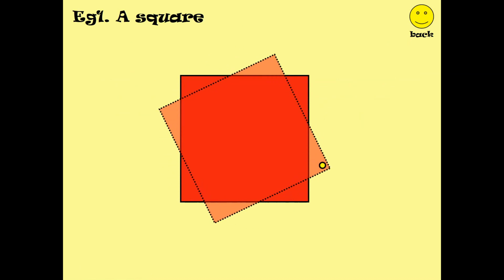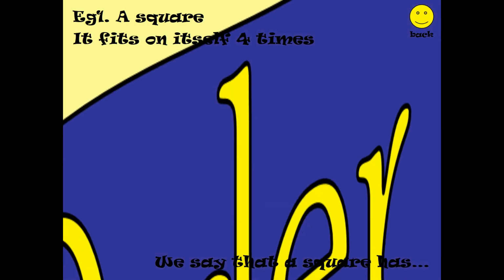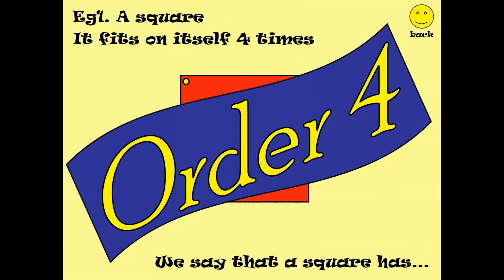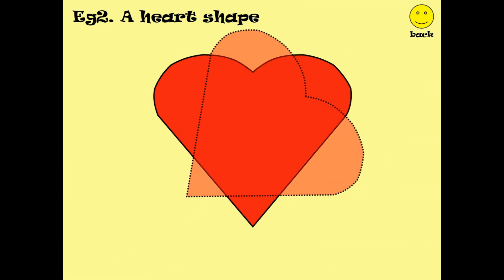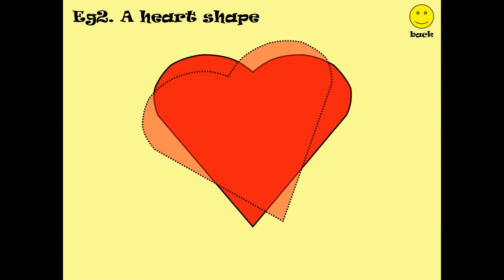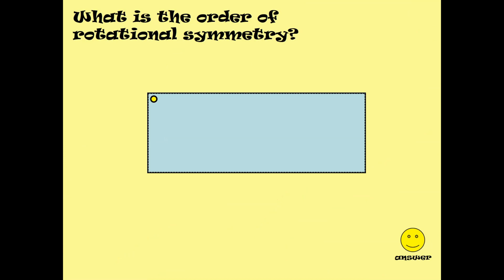1, 2, 3, 4. So the square has order 4. A heart. What is that one? Just the one. Order 1. A rectangle. What do you think? Looks like 2.